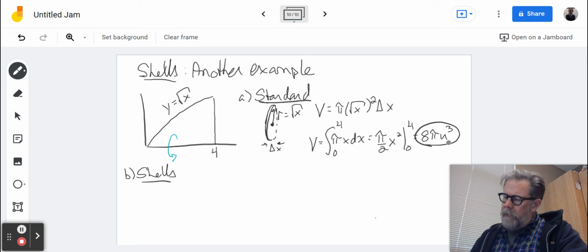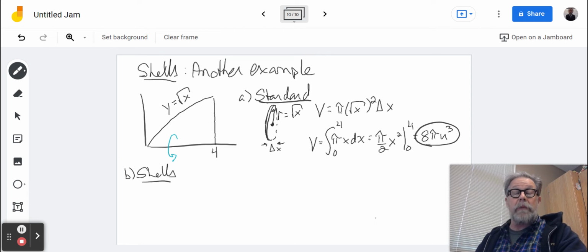And you're probably looking at the page and saying, well, you've already done it. Yes. Didn't use shells, used disks. Yes. Really straightforward and easy. And this is a great example for how we use shells because we already know what the answer is going to be.